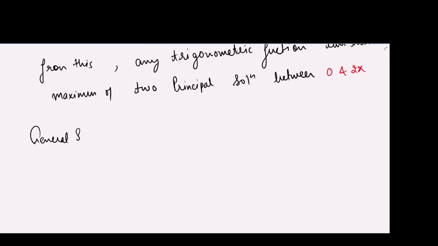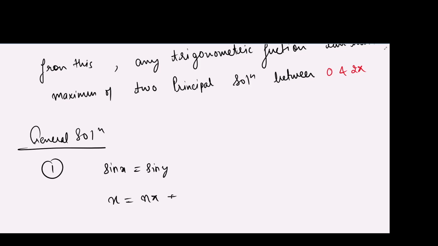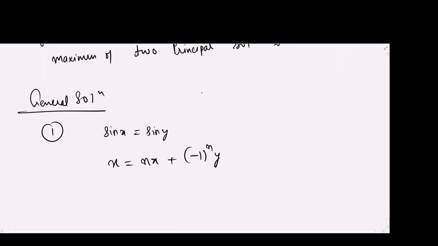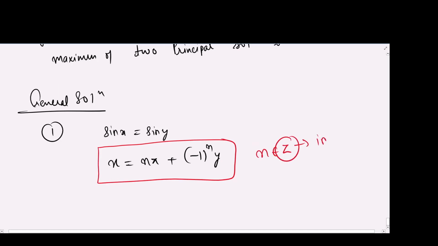General solutions. So first is sine x equal to sine y. For sine x we have the general solution x equal to n pi plus minus 1 to the power n y. So this is a general solution for sine x, and n belongs to integers.